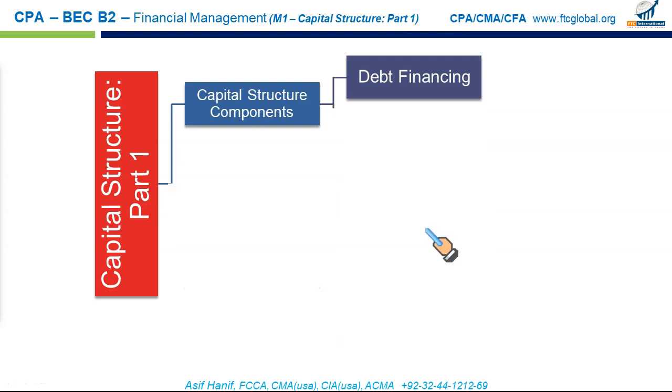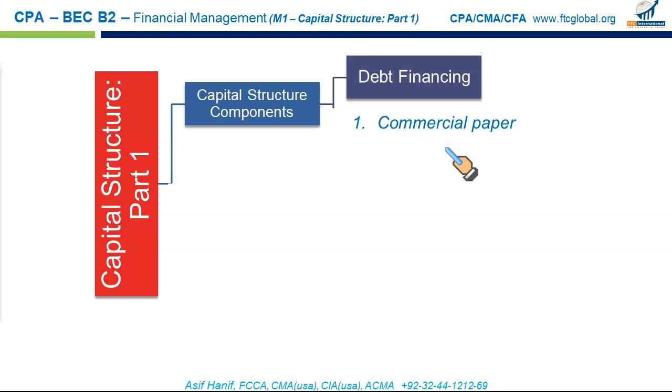Let us first discuss debt financing. When we say debt, it means a financial obligation which could be short term or long term. When we say short term, it could be short term notes payable, a revolving line of credit, or commercial paper. When we say long term, it could be a debenture, bonds, and so on and so forth. So let us discuss these briefly first.